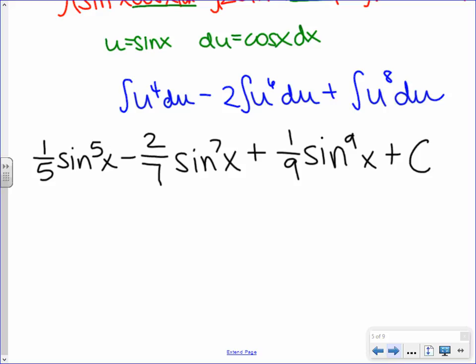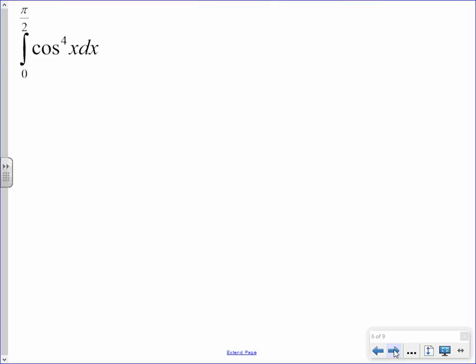So now let's talk about if we have an even power. What I'm going to show you first is just a lone sine or cosine raised to the even power. And then we can talk about what happens if we have both sine and cosine with even power. But what we're going to do is cosine to the fourth x dx.